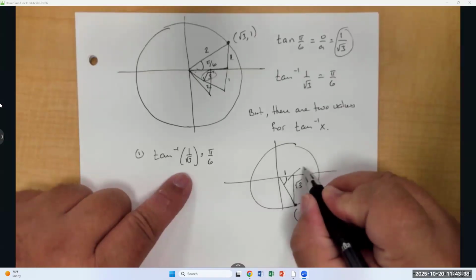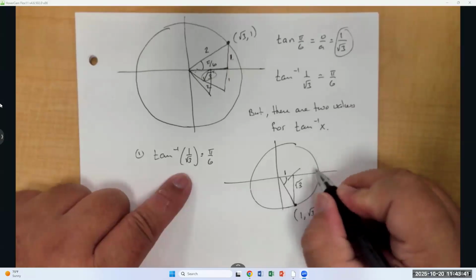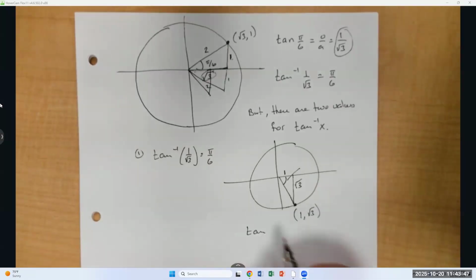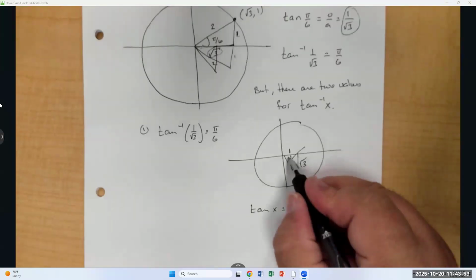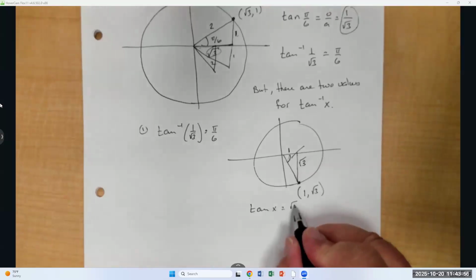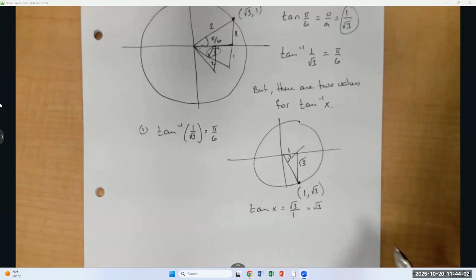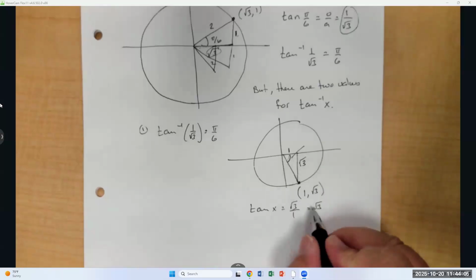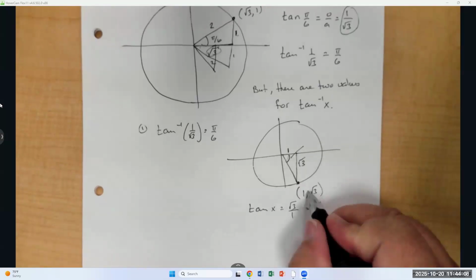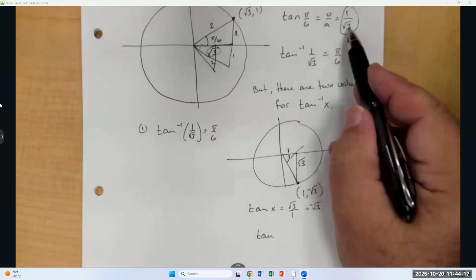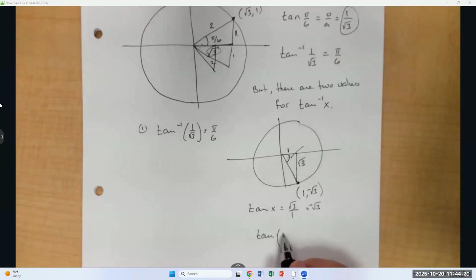So this function is equivalent to the trig function: tangent of x is opposite. From this angle, opposite is radical 3 over adjacent, which is 1. So it's just radical 3, but it's negative because it's in the fourth quadrant. Now, instead of pi over 6, because we've changed those, it's pi over 3.